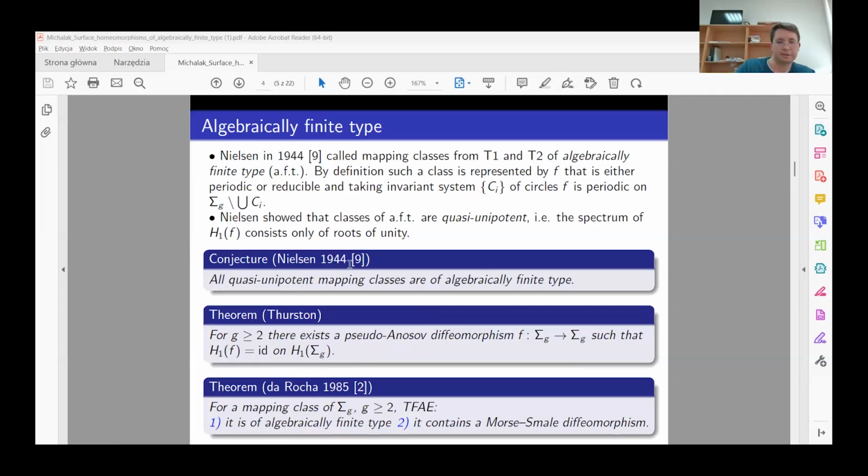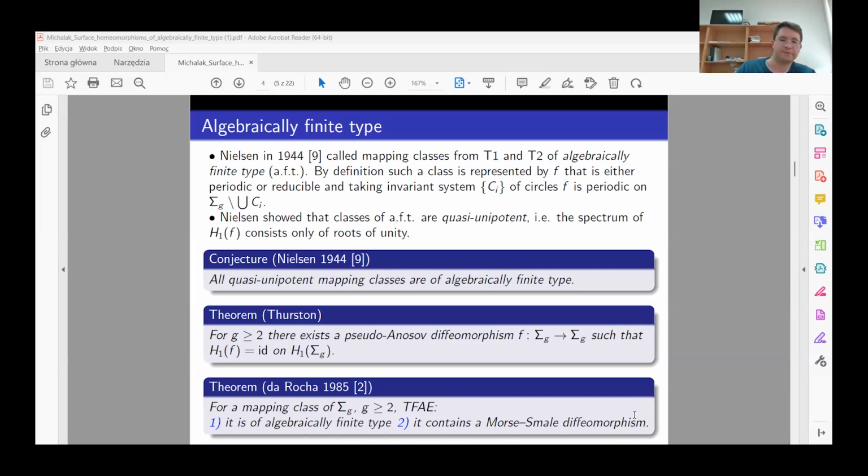So this name and this conjecture in fact is wrong, but still we use it because they have nice algebraic properties. But in fact, Dalbo later provided a proper characterization of these classes of algebraically finite type. They are exactly those classes which contain a Morse-Smale diffeomorphism.